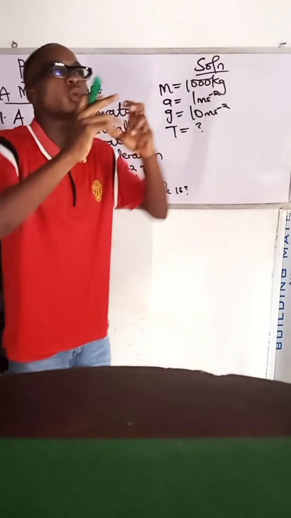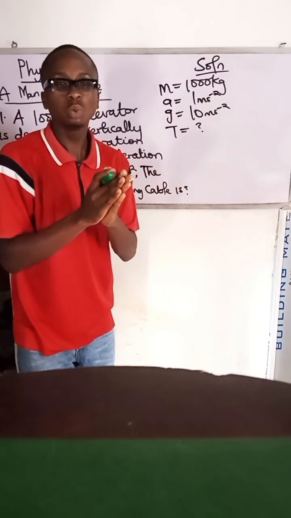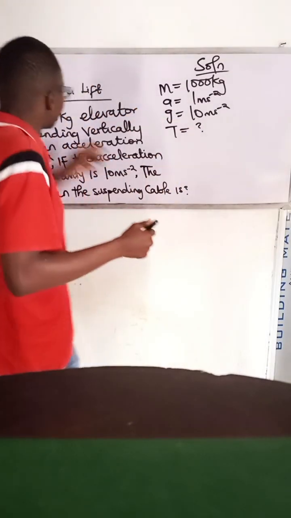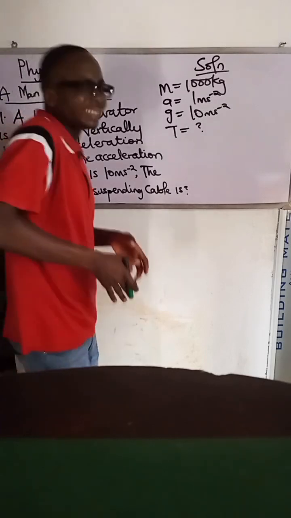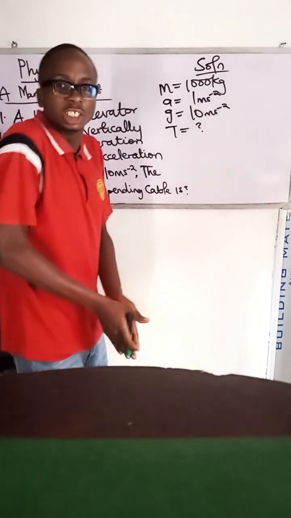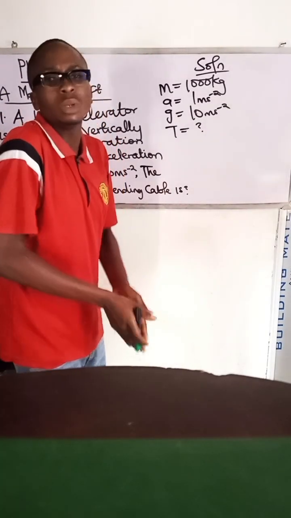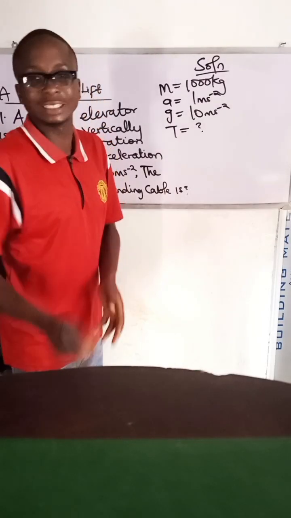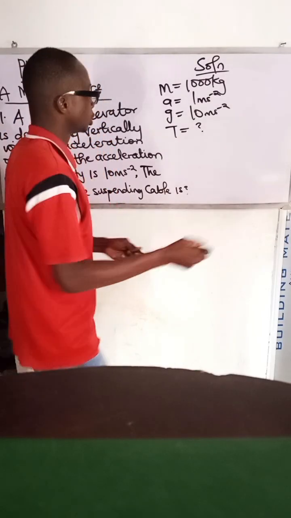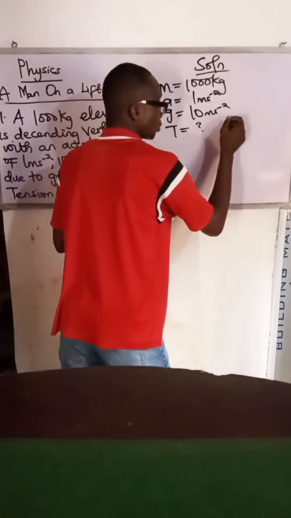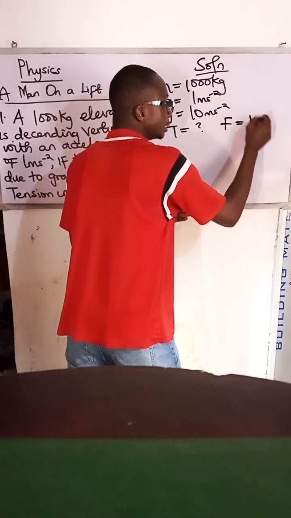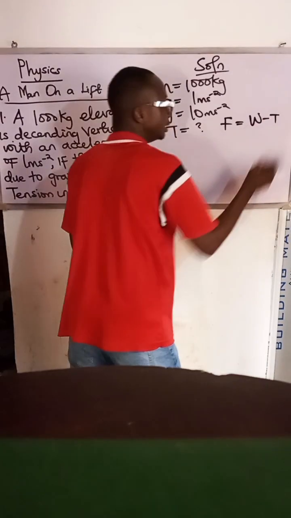If you understand what happens to a man in a lift, you will solve this in the twinkle of an eye. The question says the elevator is descending, which means it is going downward. When the lift is going downward, the man's weight is more than the tension, which is the unbalanced force.